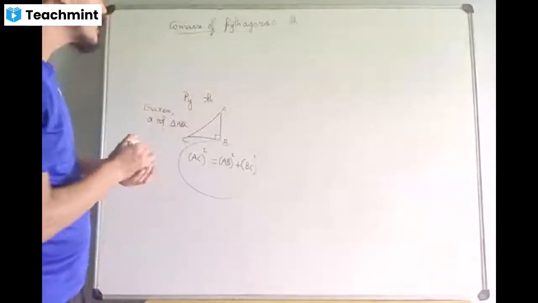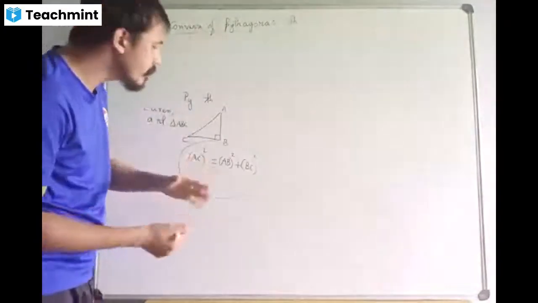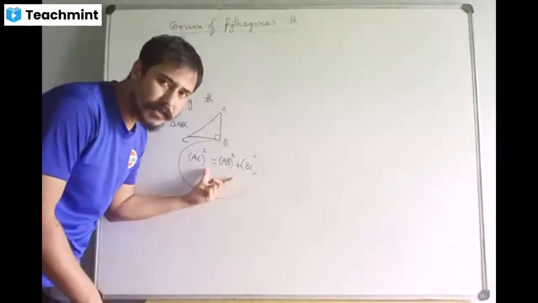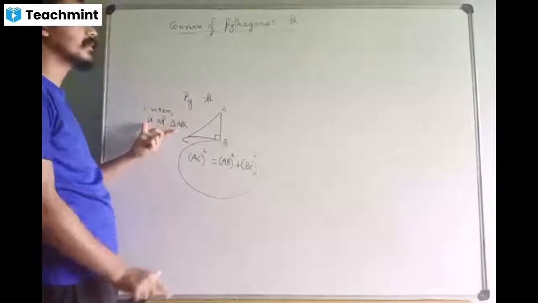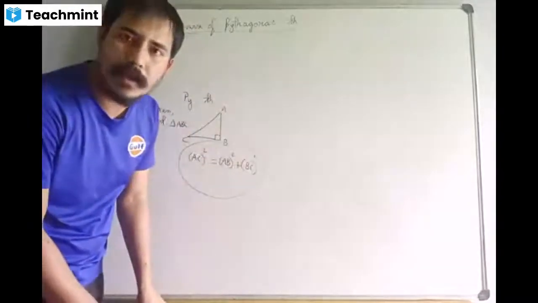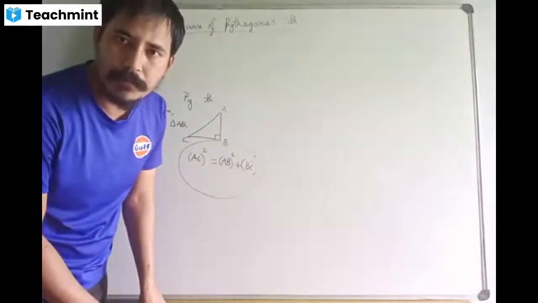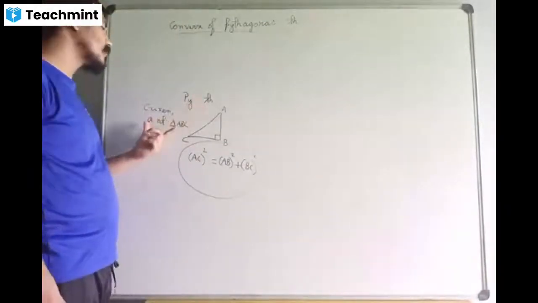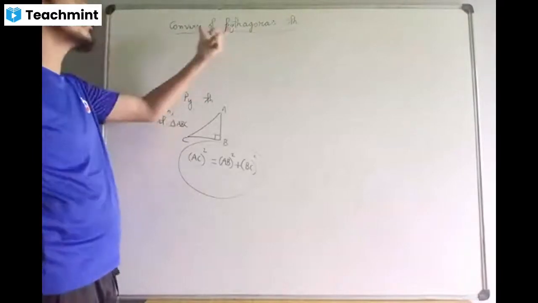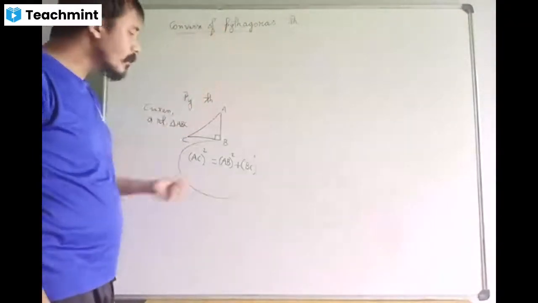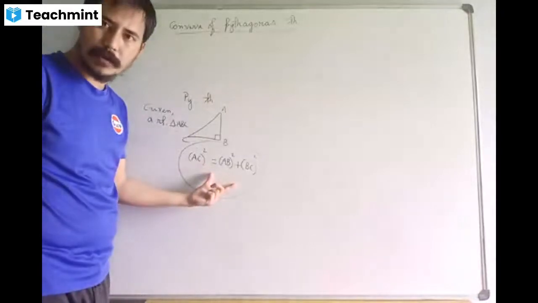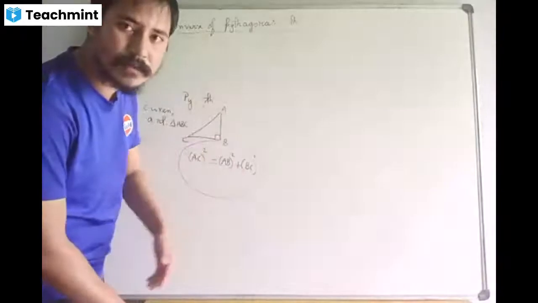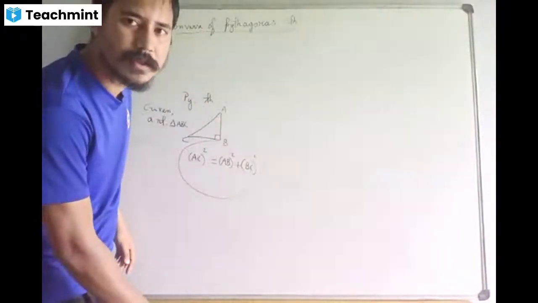So in converse of Pythagoras theorem, what will be given? This condition will be given to you. And using this condition, you have to prove that that particular triangle is a right triangle. Let me repeat. Whatever was given in Pythagoras theorem, that condition we need to prove here. And whatever was required to prove in Pythagoras theorem, that condition will be given. It's just the reverse. It's the converse. We call this converse in mathematics.